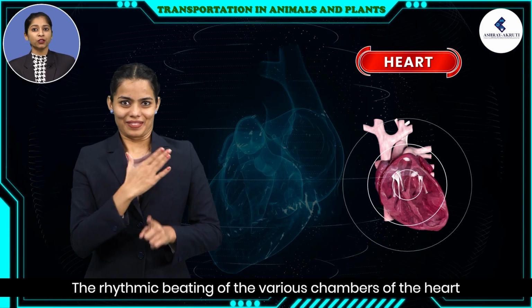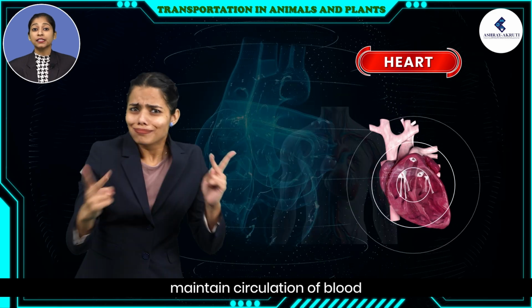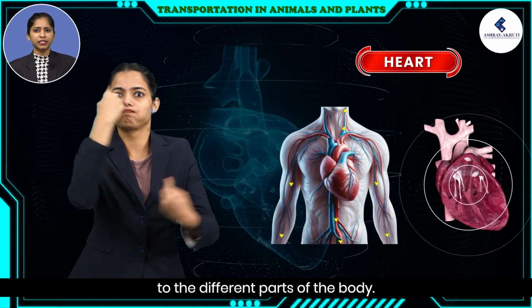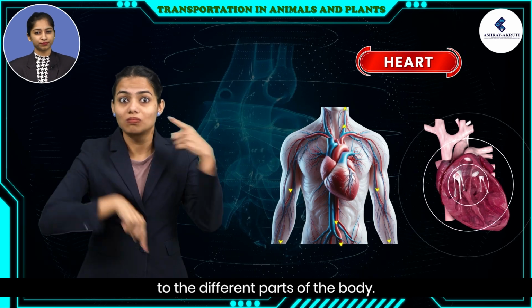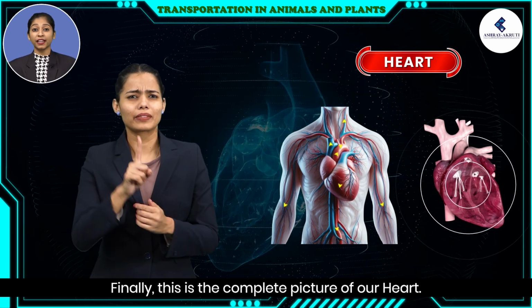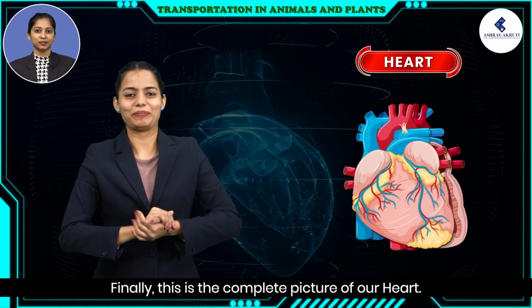The rhythmic beating of the various chambers of the heart maintain circulation of blood and transport of substances to the different parts of the body. Finally, this is the complete picture of a heart.